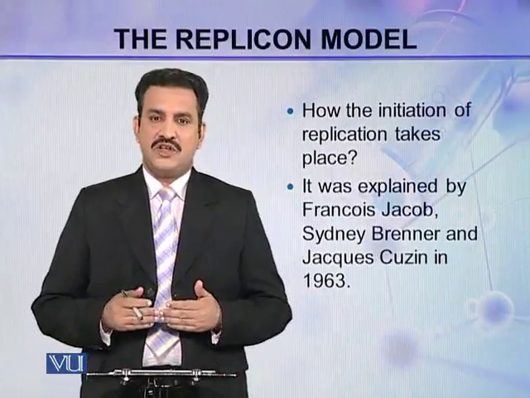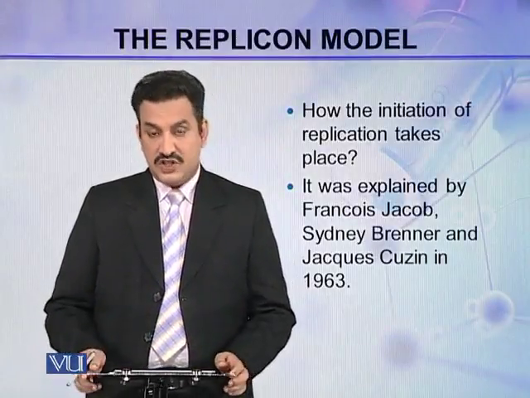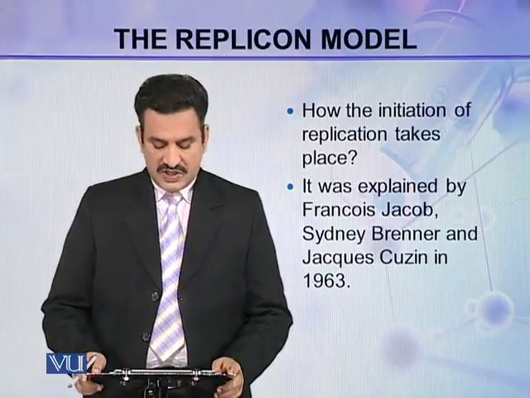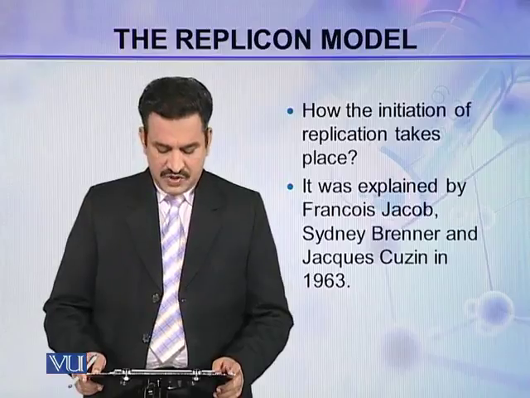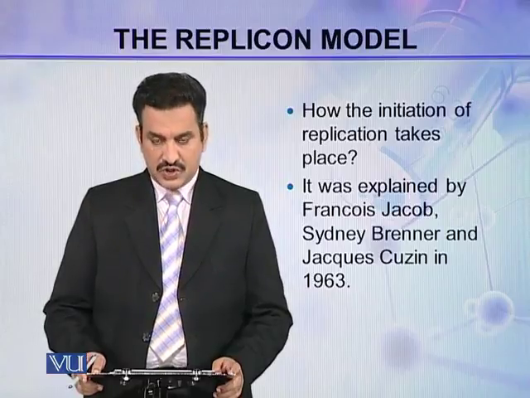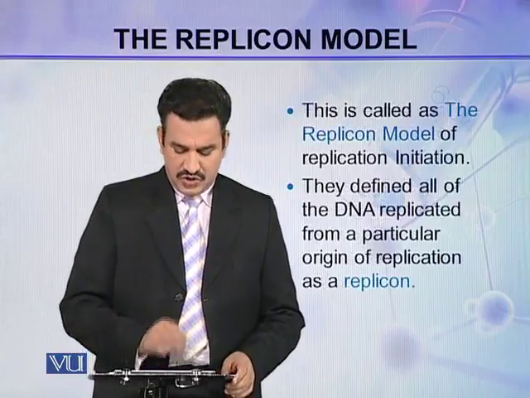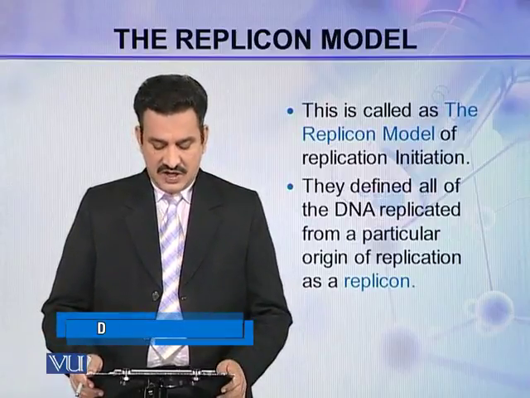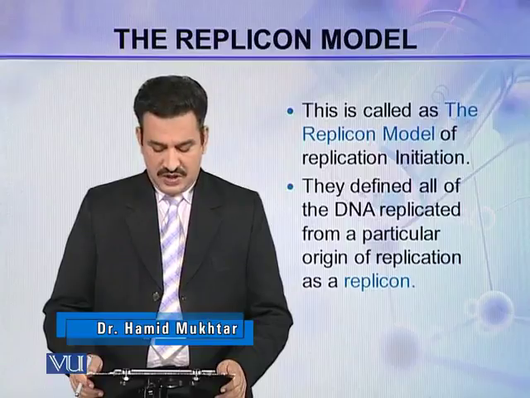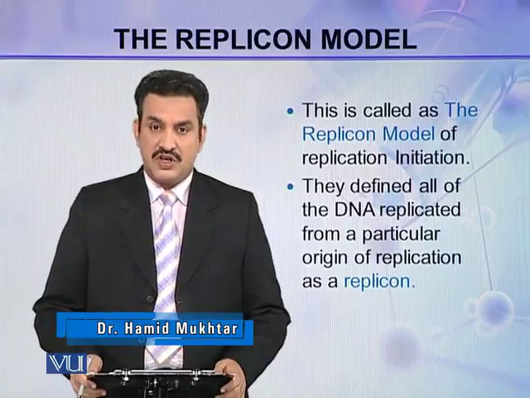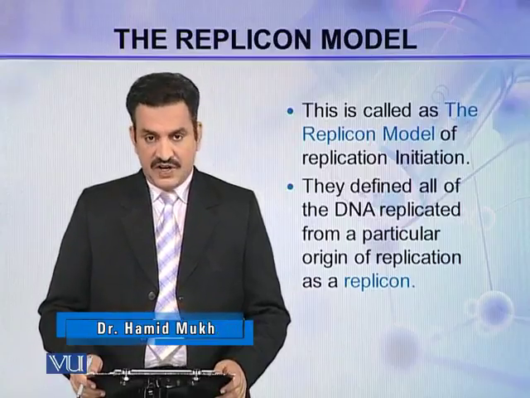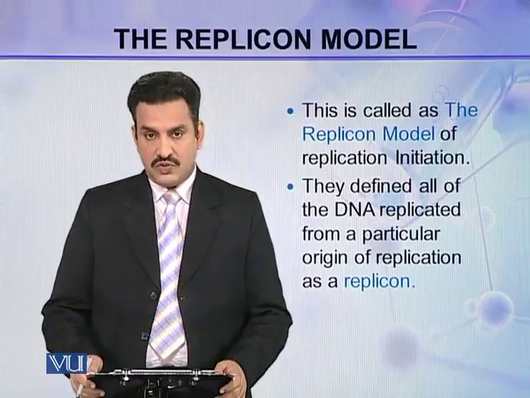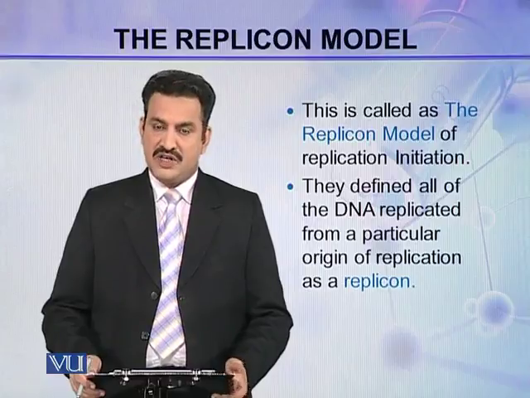So the next question arises: how does the initiation of replication take place? It was explained by Francois Jacob, Sidney Brenner and Jacques Cuzin in 1963. The model they proposed is called the replicon model of replication initiation. They defined all of the DNA replicated from a particular origin of replication as a replicon.